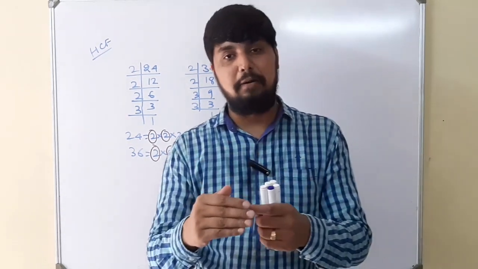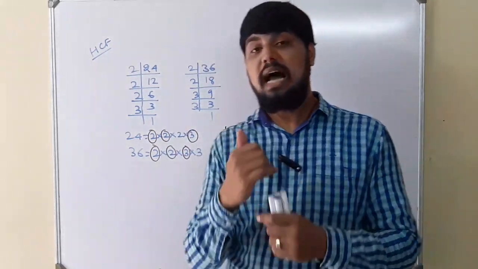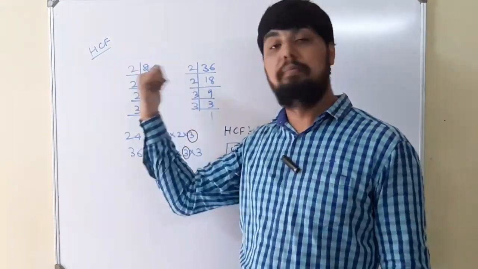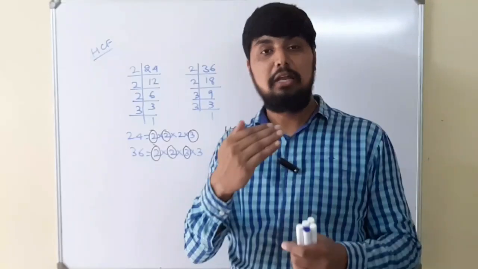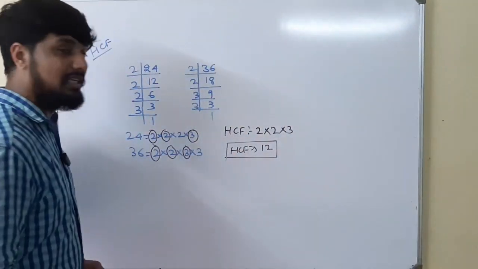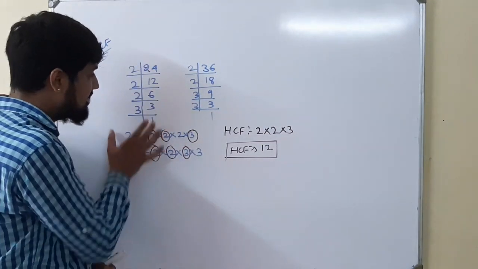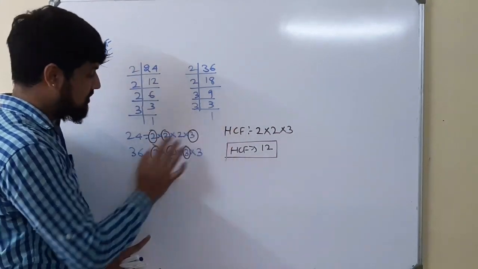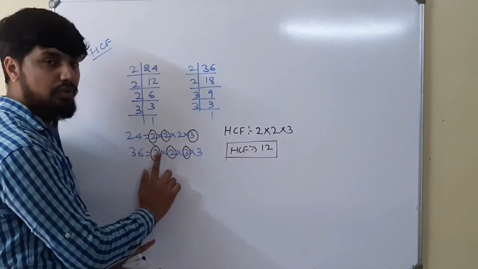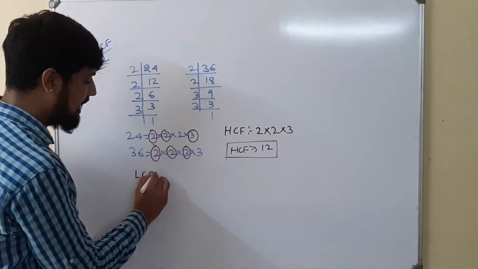LCM gives us the multiple, the number which comes in the table, and HCF is the highest common factor, which gives us a number which divides these numbers. Factor means which divides, multiple means which comes in the table. Now to find the LCM, there is no need to do the prime factorization again and again. You just do the prime factorization only once. 24 has 2 into 2 into 2 into 3, and 36 has 2 into 2 into 3 into 3. From this prime factorization only we will find the LCM.